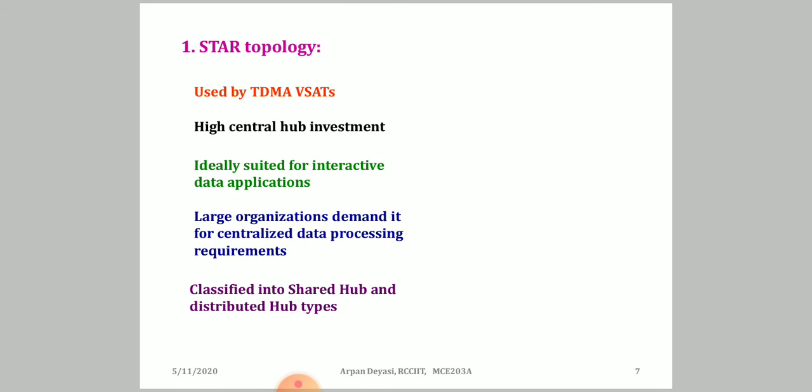And it basically uses the TDMA technique. So star topology uses the TDMA technique, which is one of the most important factors, and it needs a high central hub investment, because the earlier investment at the time of incorporation of the hub will be much larger. But it is ideally suited for interactive data applications, because when you require all applications through the central processing unit or through the hub, this type of interactive communication is facilitated by star topology.